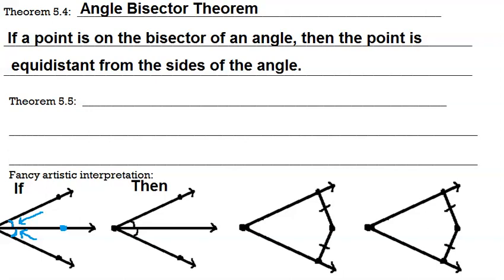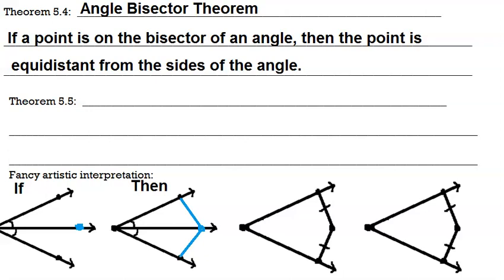If a point is on the bisector of an angle, then the point is equidistant from the sides of the angle, which means this point is going to be the same distance from here to here as it is from here to here. Let me draw it again here on the then part. So if we have a point and it is on the angle bisector, then that means that point is equidistant from the sides. That means this distance and this distance will be the same.